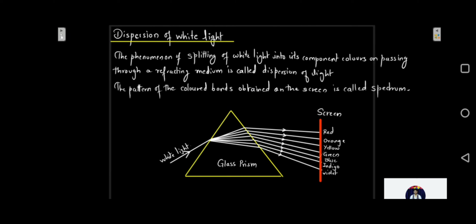It is given by the acronym VIBGYOR. Out of all these 7 colors, the red color is going to bend the least, and the violet color is going to bend the most.